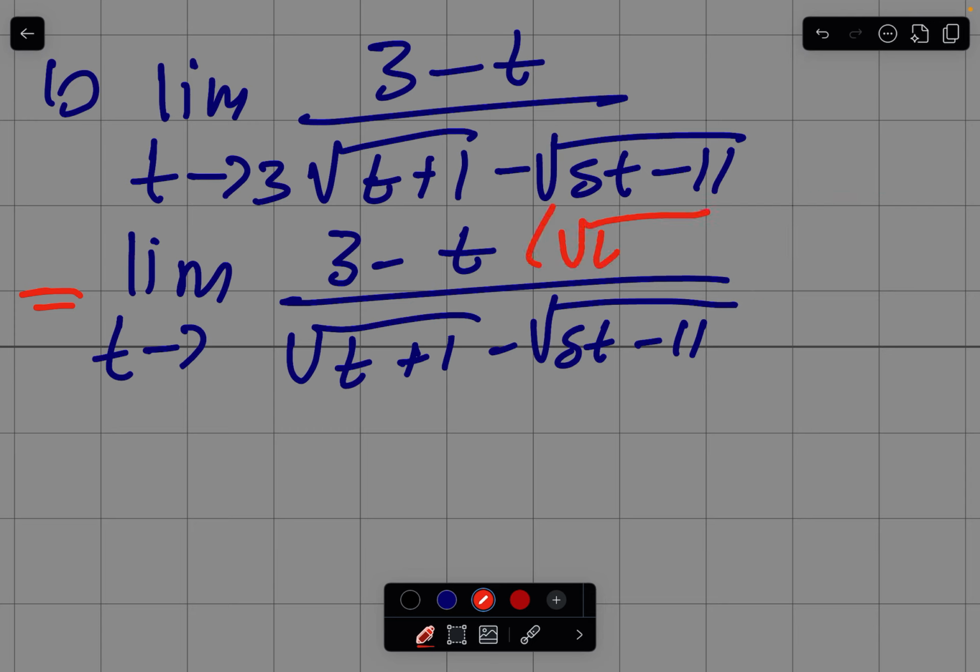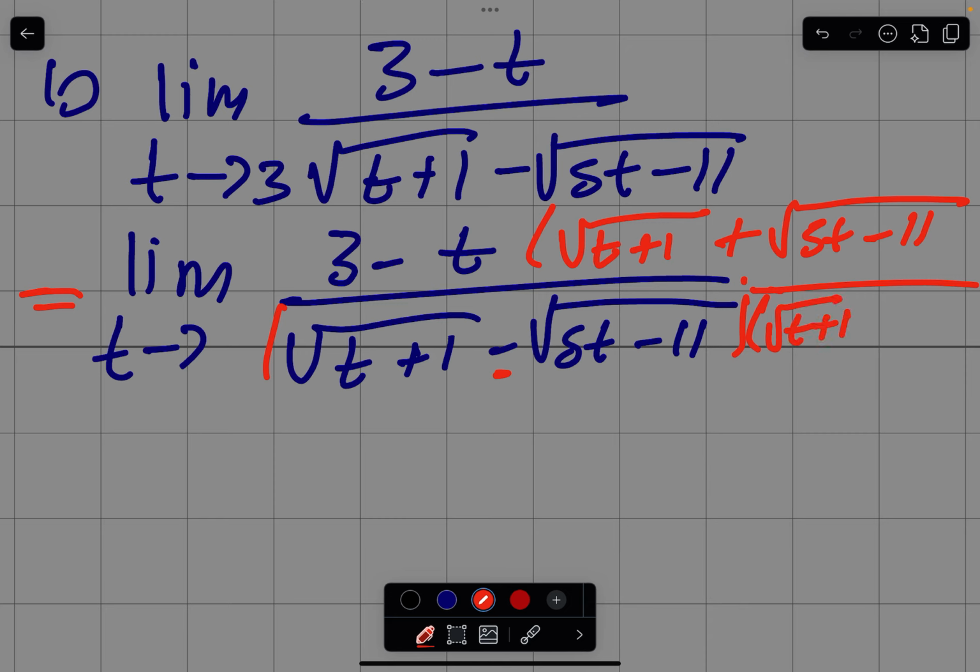Going to have square root of t plus 1. Since here is negative, here we put positive square root of 5t minus 11. Understand? Therefore, you have the whole divided by that thing again. We are going to have square root of t plus 1 plus square root of 5t minus 11. Understand? I told you this one, if you didn't rationalize it, don't touch it.